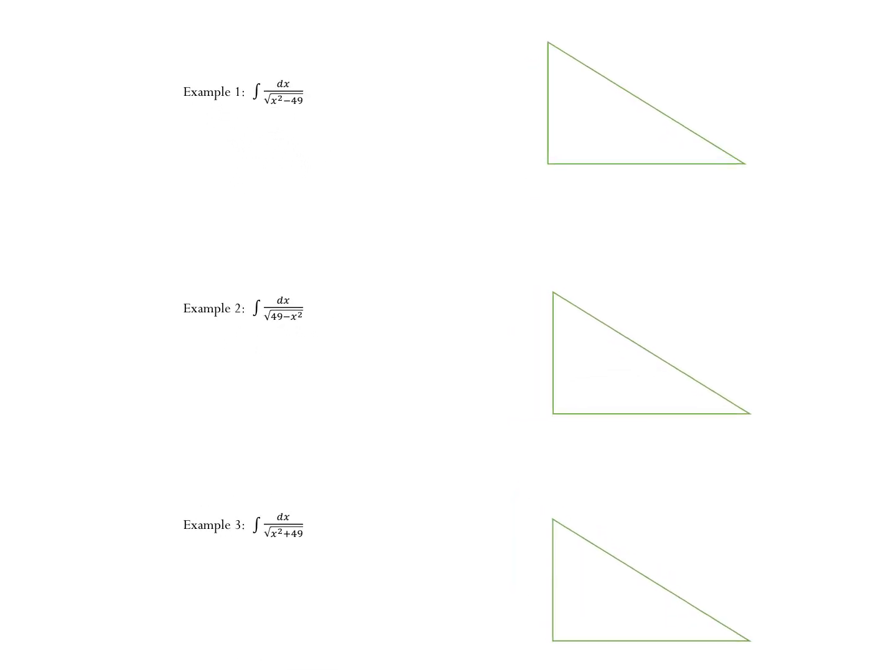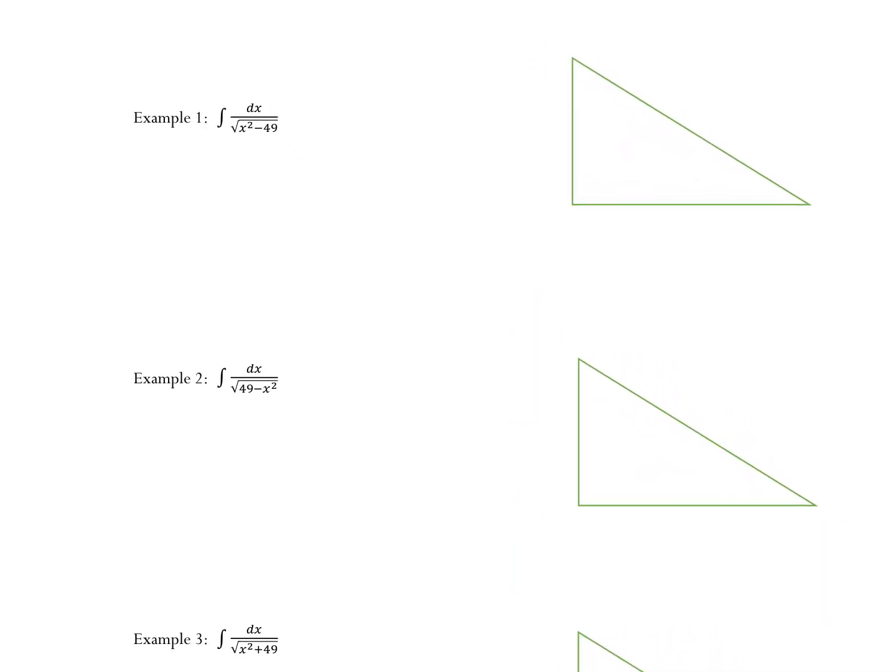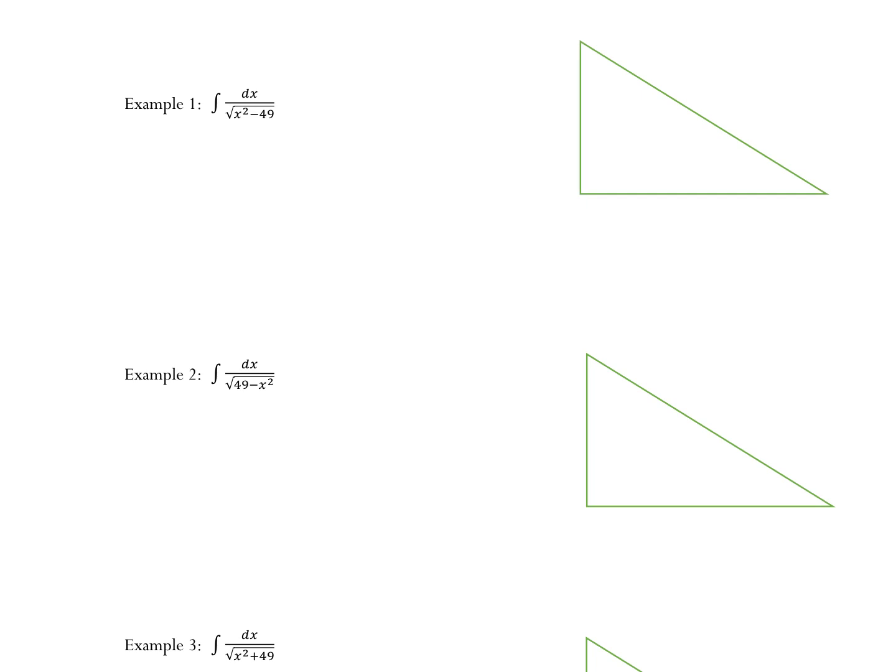Okay, so you guys, let's look at this first one. We have the square root of x squared minus 49. So what we're going to do is let u, well, in this case, our function is x. So we're going to say x equals 7 secant theta. Are we feeling good so far? Okay, great.